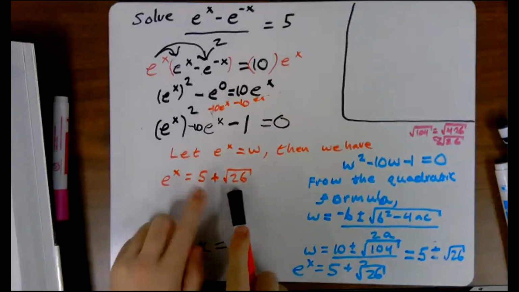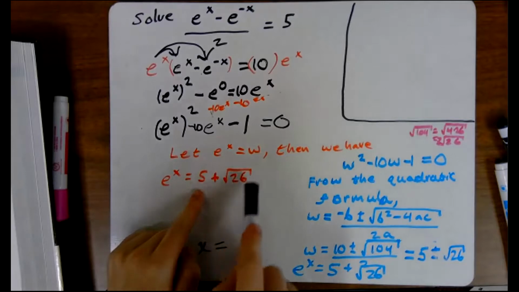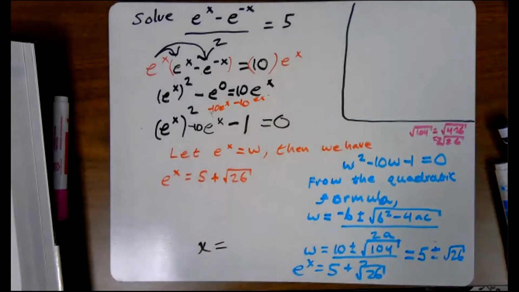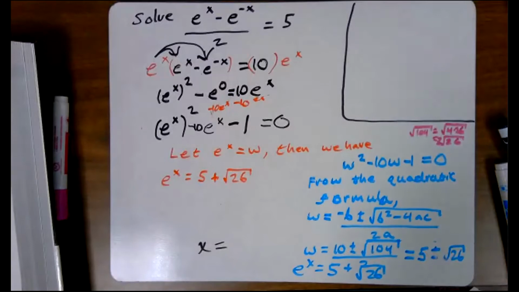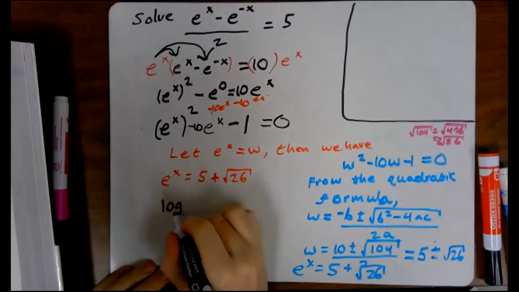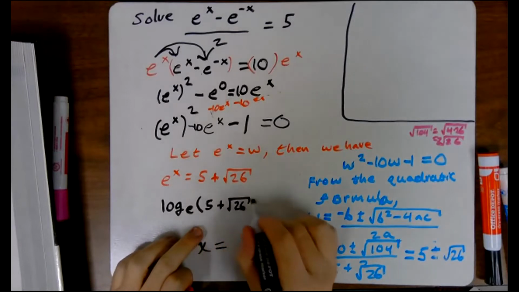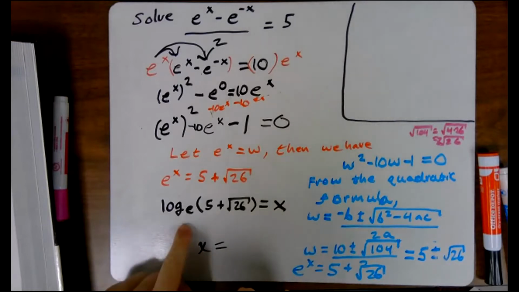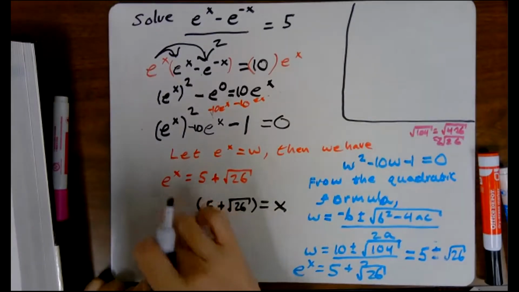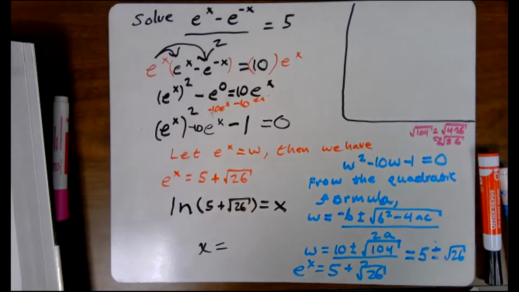Now, on this right side, 5 plus the square root of 26 will just give us a number. There are no variables over here, which means now we can use the change of form formula to rewrite this as log base e of 5 plus the square root of 26 equals x. Ah, but remember that a log of base e, we had a special name for that. We call it the natural log. So we end up with the natural log of 5 plus the square root of 26 equals x.